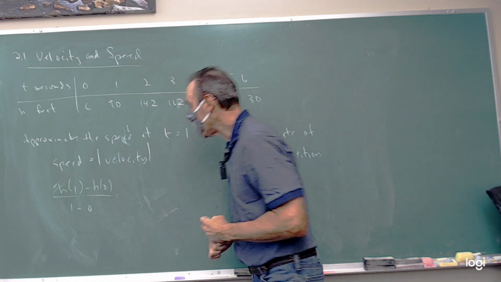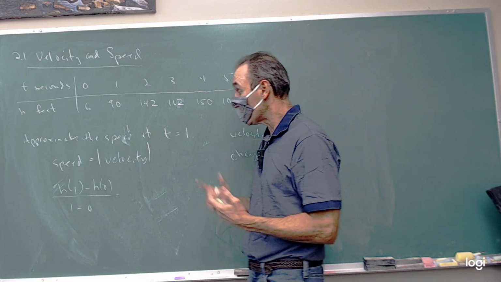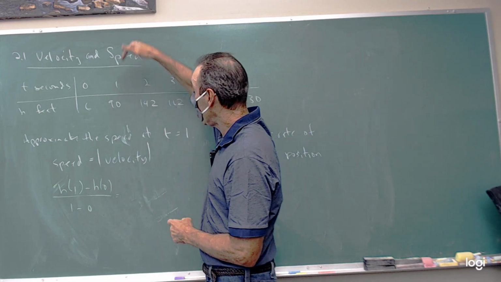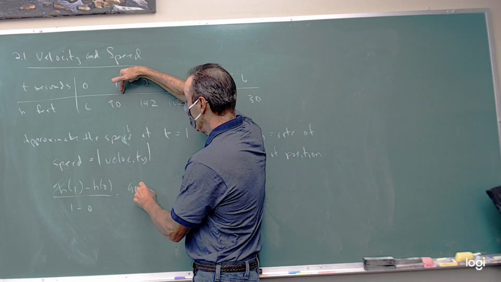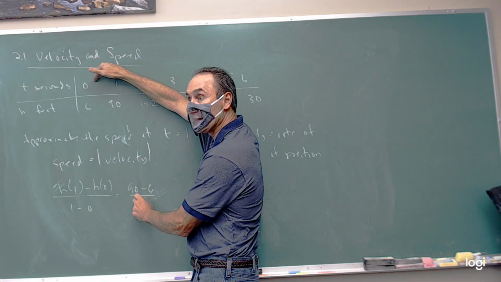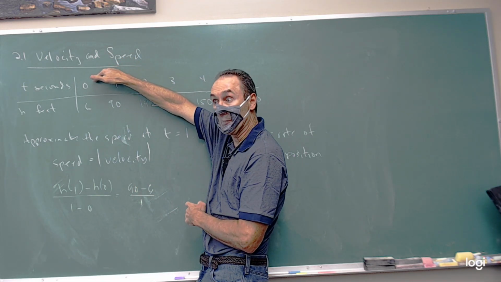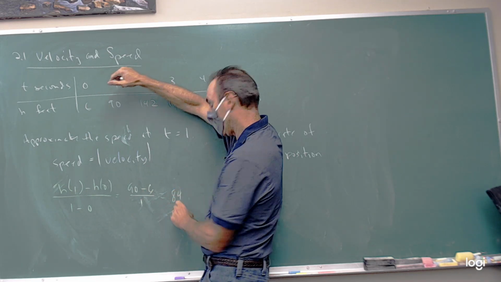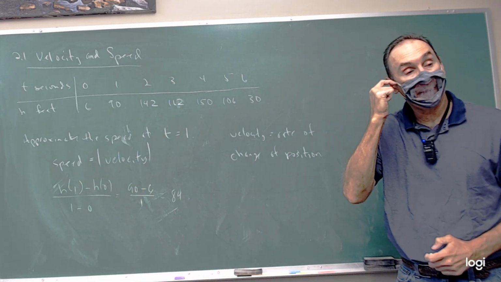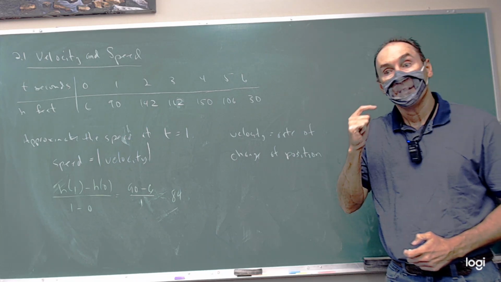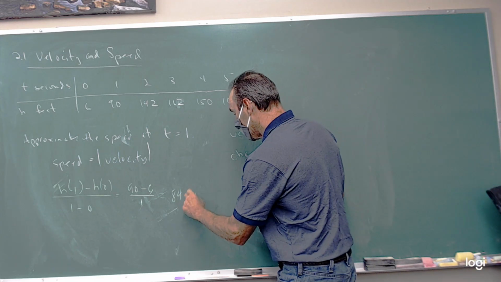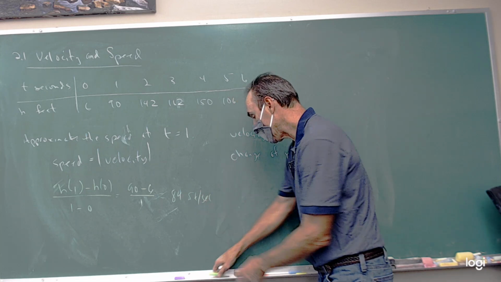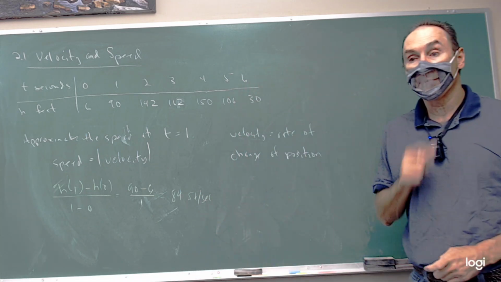So we can say that one approximation to the velocity, or speed, in this case, is h of 1, which is the 90, minus the h of 0, which is the 6, and then 1 minus 0 is 1. With me here? And so that's going to be 90 minus 6, 84, is that right? And what would our units be on that? Feet per second. Exactly, feet per second. Very good. Feet per second. Okay? Now that's one way of approximating it.